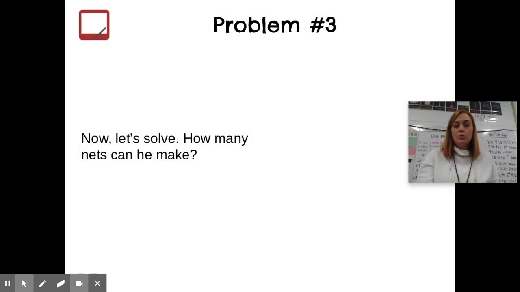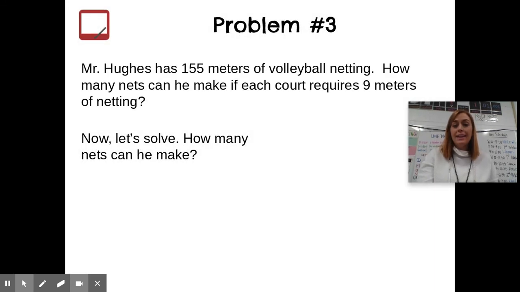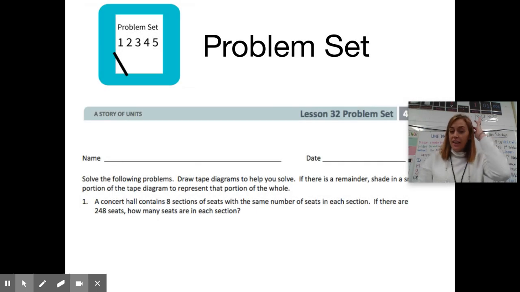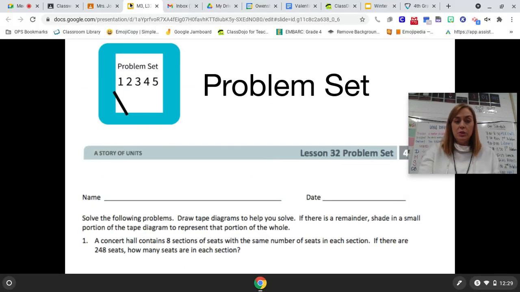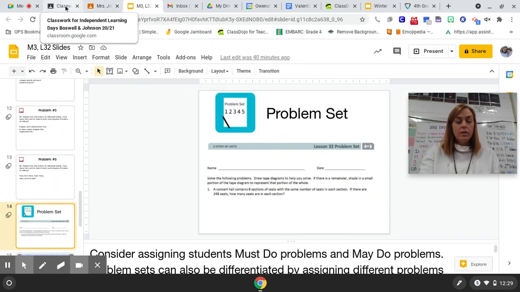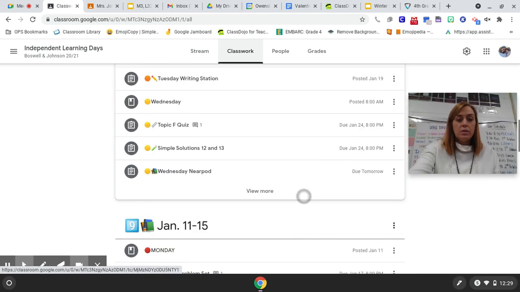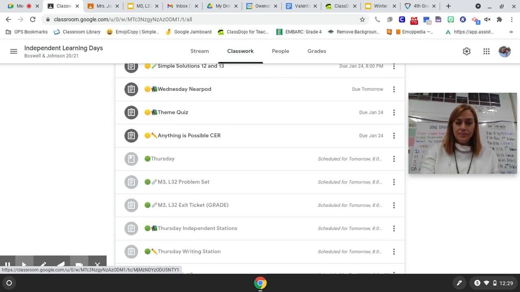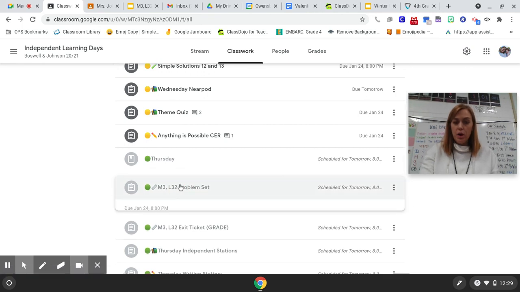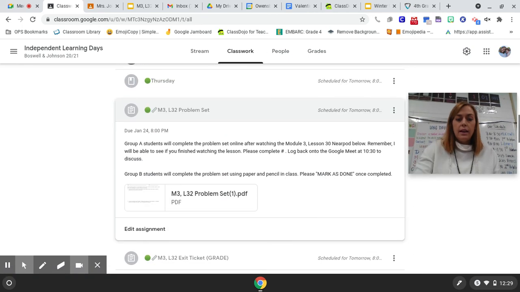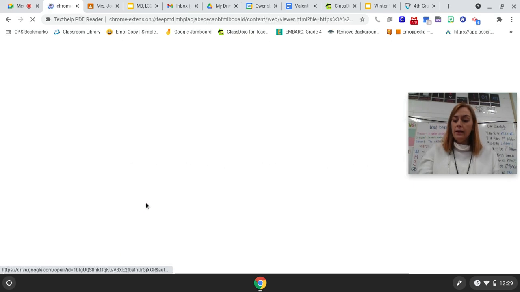So that pretty much wraps up today's lesson. Again, it is just long division, but now we're looking at word problems, and we're trying to figure out from the word problems how to solve and what to set up. So let's go ahead and take a look at the problem set so you'll know what you need to do. If we scroll down and find Thursday, you're going to find your problem set. And I'm going to have you open that up.